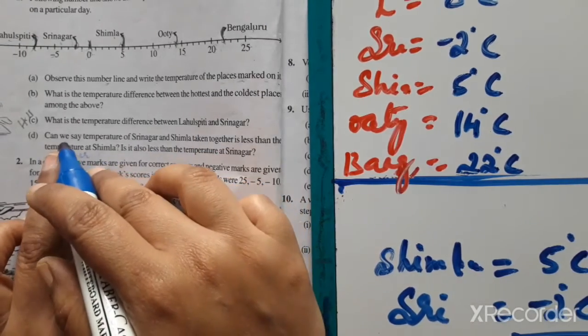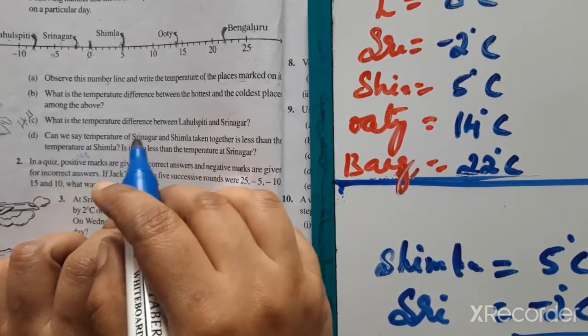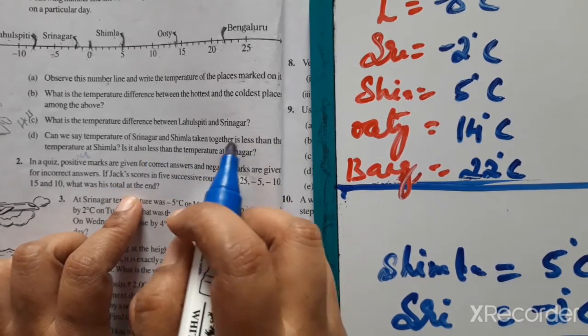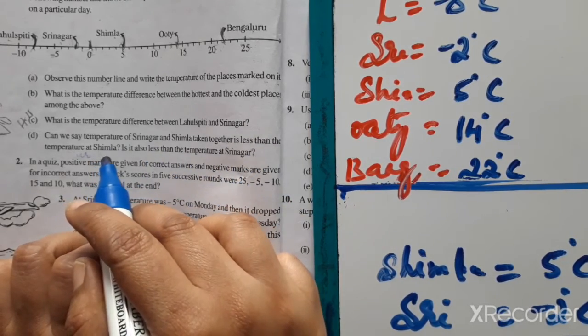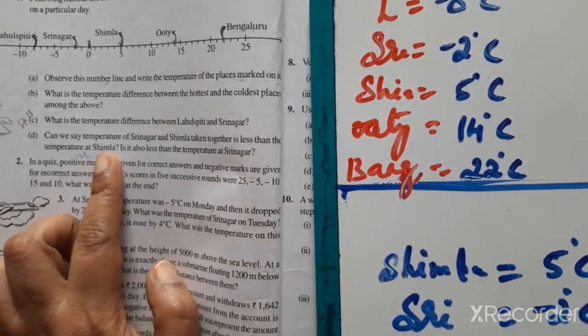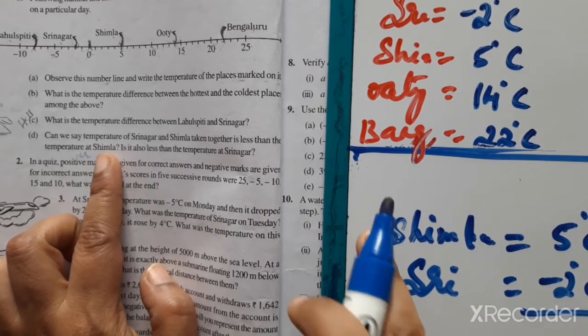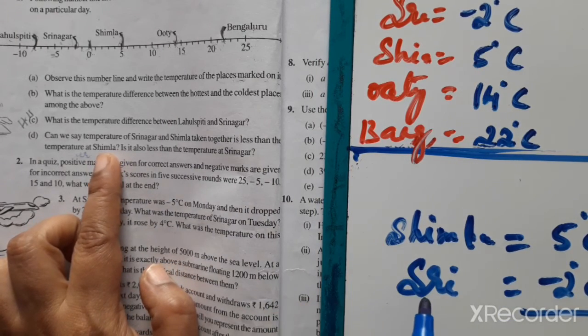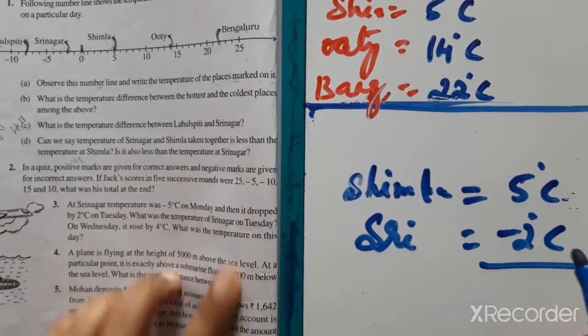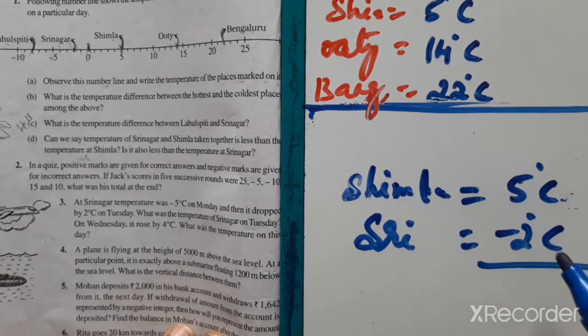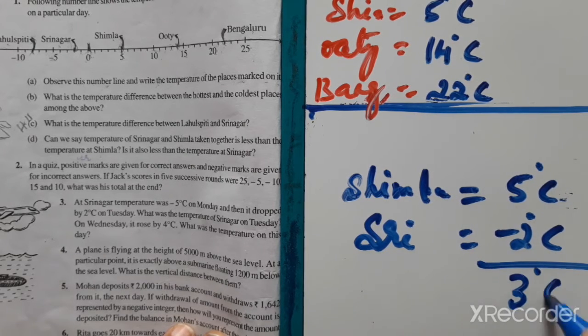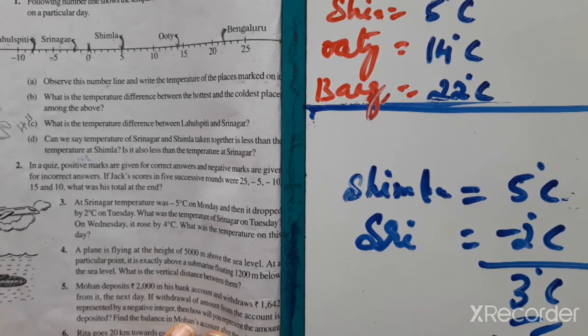Now D question. Can we say the temperature of Srinagar and Shimla taken together is less than the temperature at Shimla? So 5 plus 5 and minus 2. So it is obviously subtraction. Answer is 3 degrees. So after subtracting, the answer is 3 degrees. After taking these temperatures together, the answer is 3 degrees Celsius.